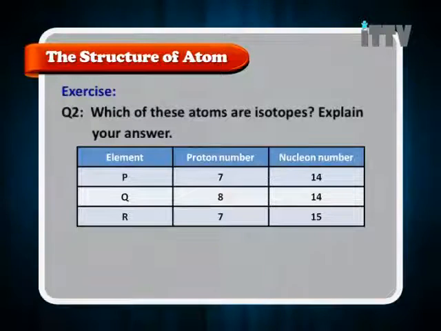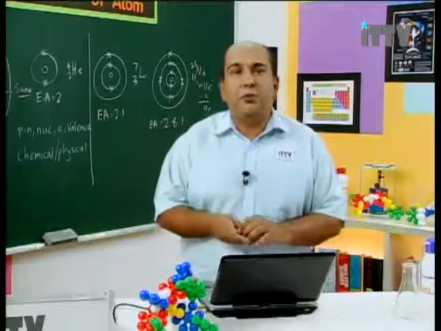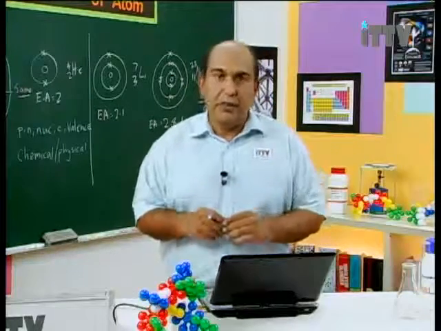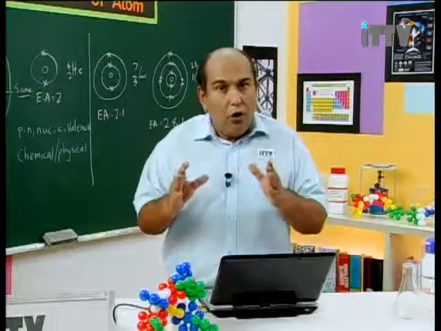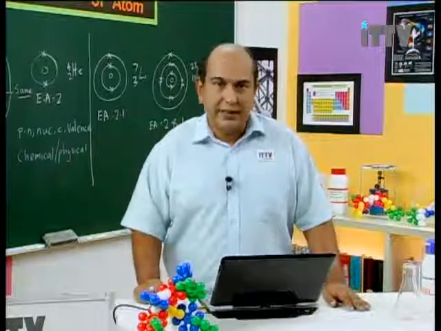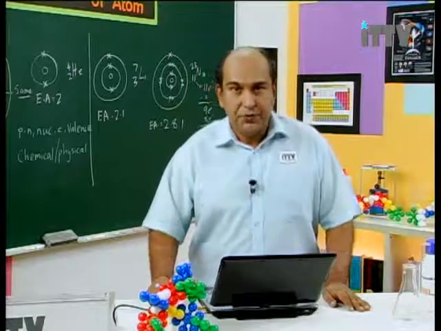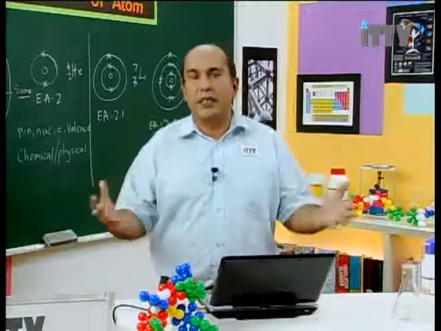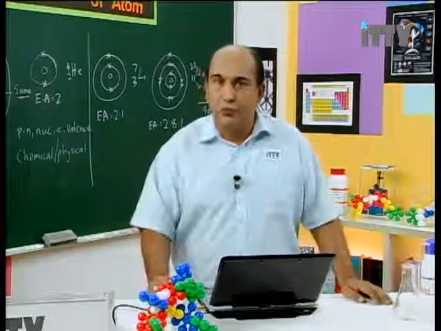Which of these atoms are isotopes? Explain your answer. When you're looking for an isotope, look for the proton numbers. Remember, the proton number must be the same. Or, if it's a neutral atom, the electron number must be the same. This is your key for identifying isotopes. And then why? Remember the statement: same number of protons, different number of neutrons.